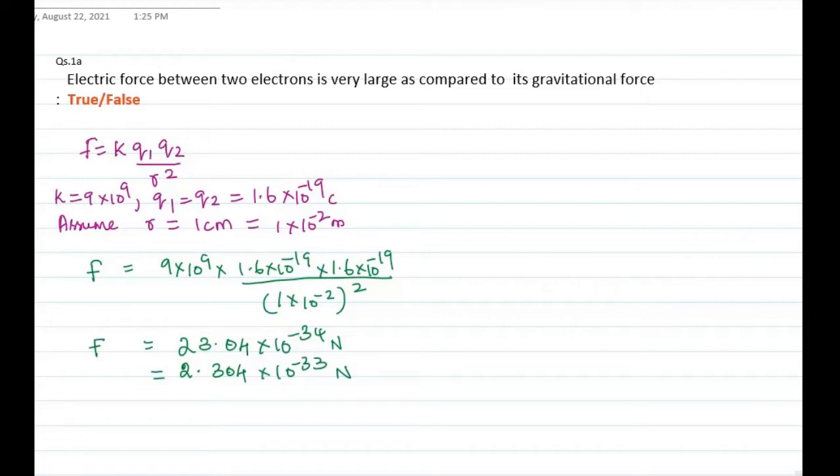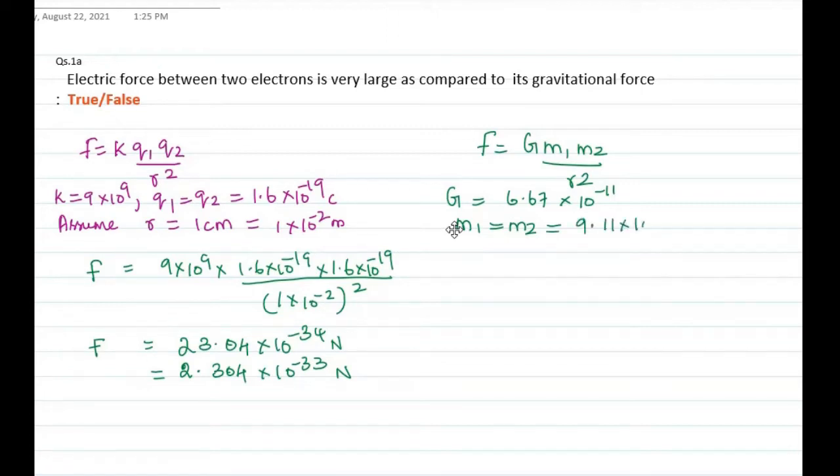Next we can calculate the gravitational force. We know the formula for gravitational force: F is equal to G into m1 m2 divided by r square. G is a constant which is equal to 6.67 into 10 to the power of minus 11. m1 is equal to m2, which is the mass of the electron, equal to 9.11 into 10 to the power of minus 31 kg. Substituting all these values in the formula, we'll get 6.67 into 10 to the power of minus 11 into 9.11 into 10 to the power of minus 31.